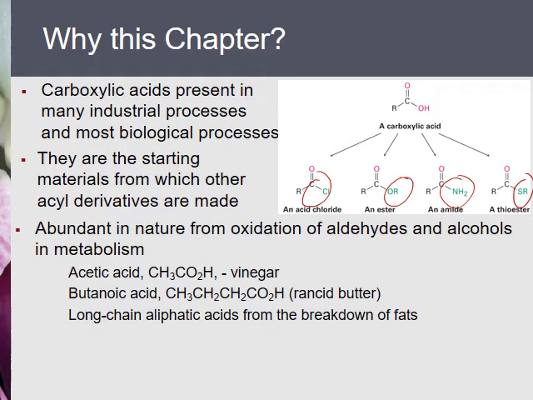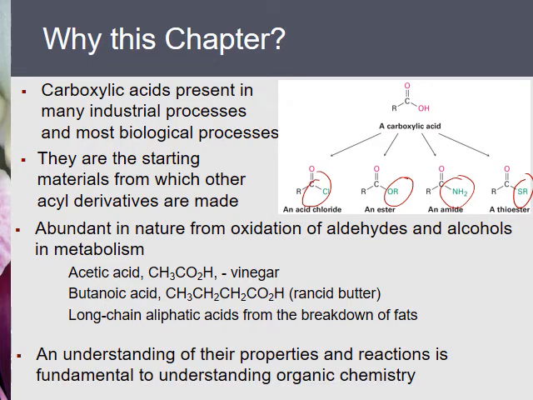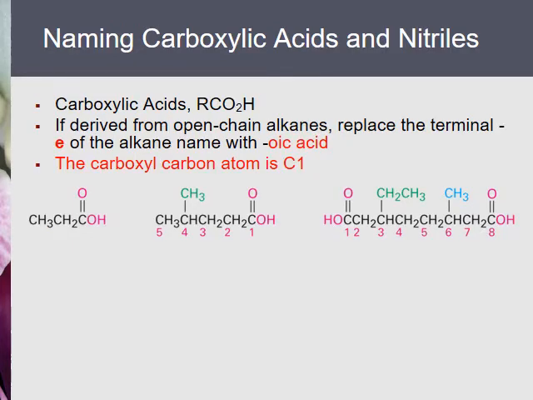They are abundant in nature from oxidation of aldehydes and alcohols in metabolism. An understanding of their properties and reactions is fundamental to understanding organic chemistry. The general formula for carboxylic acids is RCO2H. R is an alkyl group. One of the two oxygens is a C=O double bond. The structure is R, C=O, and a hydroxy group.